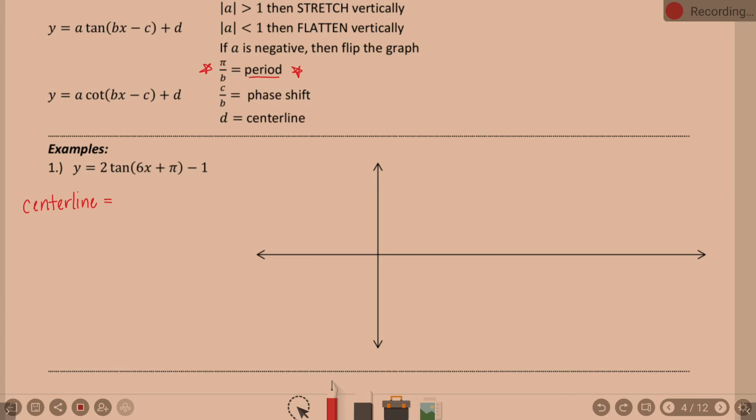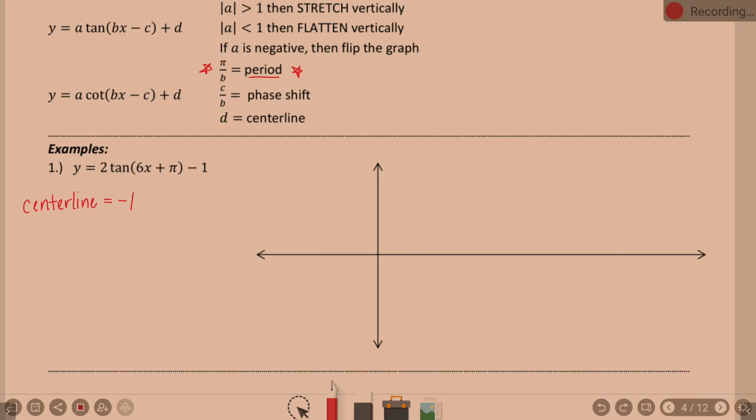I'll still start with center line. We have a center line of what? -1. The D value added or subtracted at the end, yes? Now, normally I do amplitude next. I'm not going to talk amplitude. What is my A value here? 2. My A value is 2. Is that a vertical stretch or a vertical flatten? That's going to be a vertical stretch.